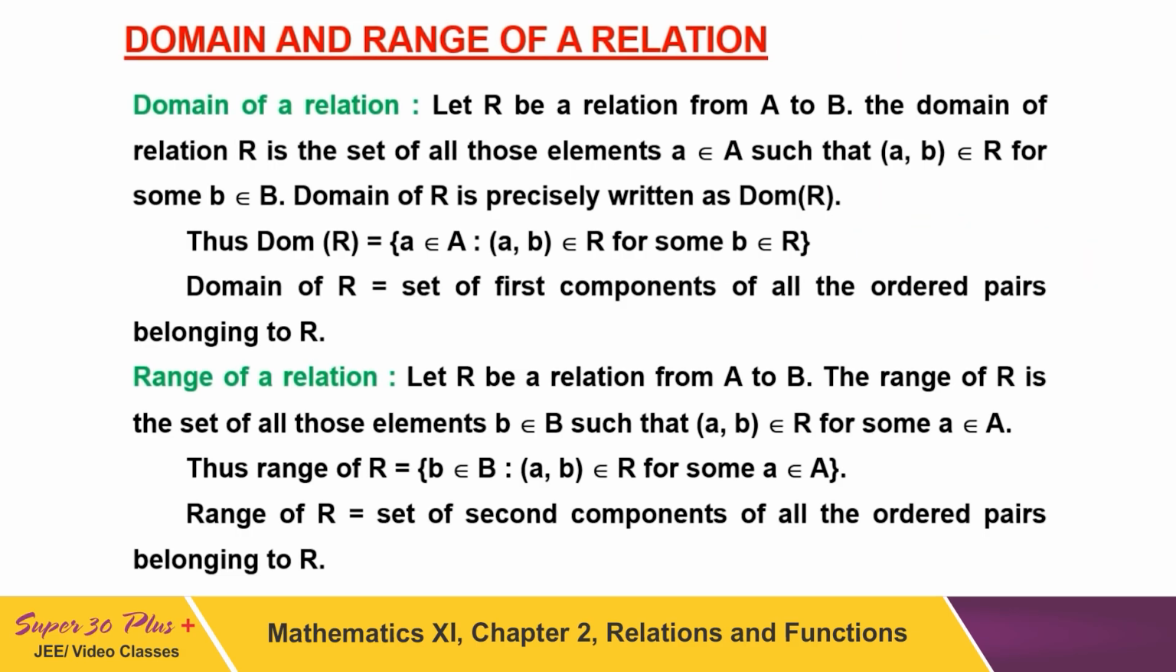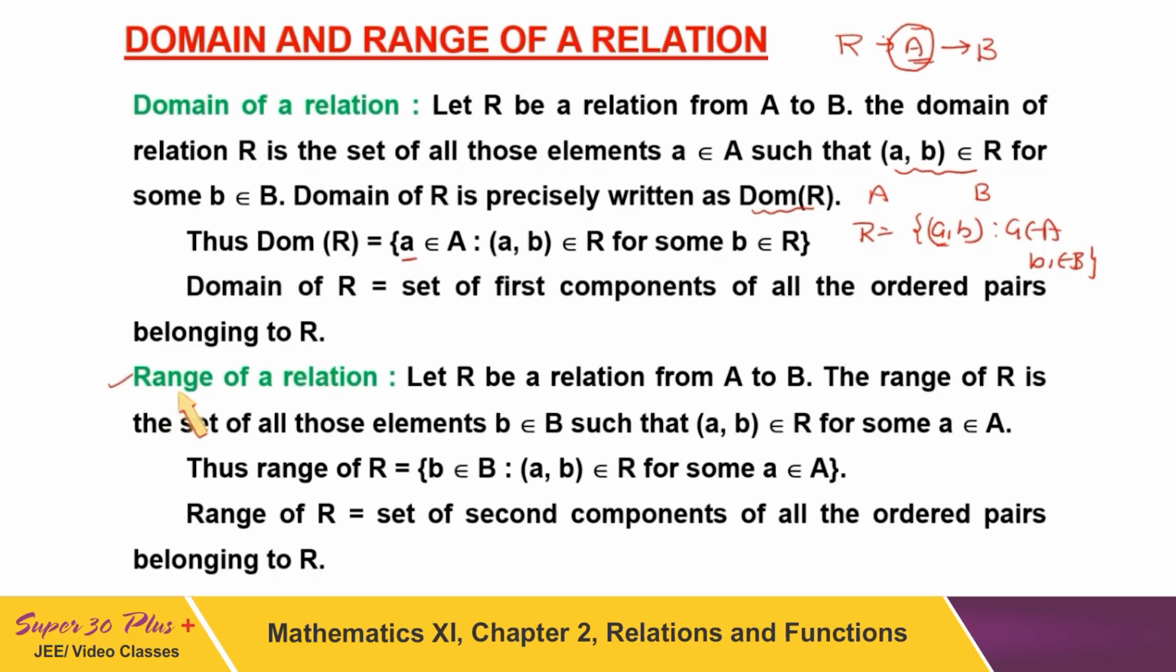Students, it is mentioned here, let R be a relation from set A to set B. The domain of relation R is the set of all those elements a belongs to A, such that (a, b) belongs to R for some b belongs to B. The domain of R is precisely written as dom R. Thus, dom R is the set of a belongs to A, such that (a, b) belongs to R for some b belongs to B. Domain of R is equal to the set of first components of all the ordered pairs belonging to the relation.